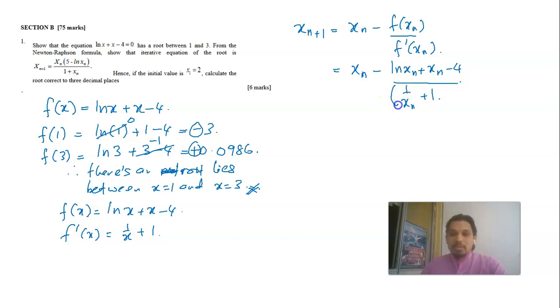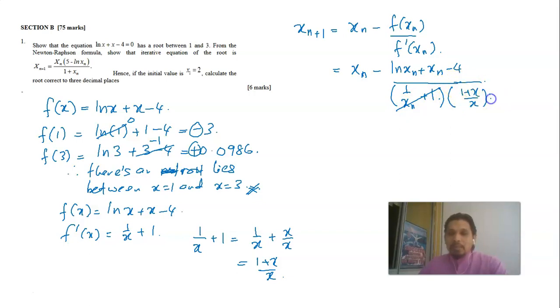Okay, so simplify the denominator here. It's just like 1 over x plus 1, which is 1 over x plus x over x, or 1 plus x divided by x. So substitute this here as 1 plus x divided by x.